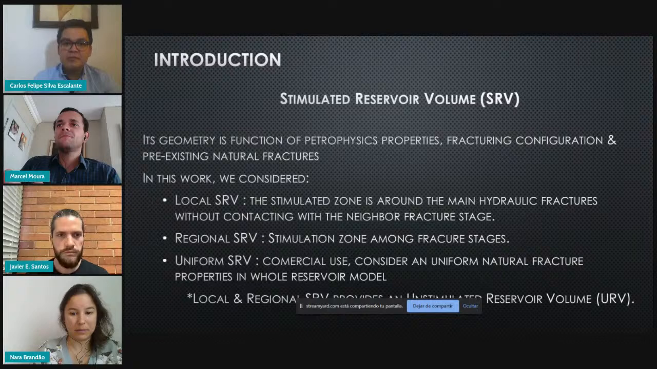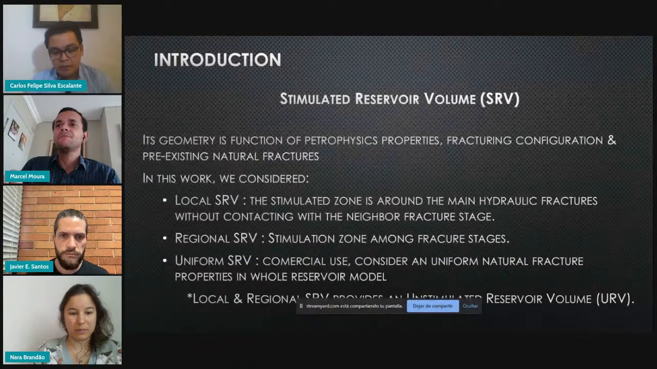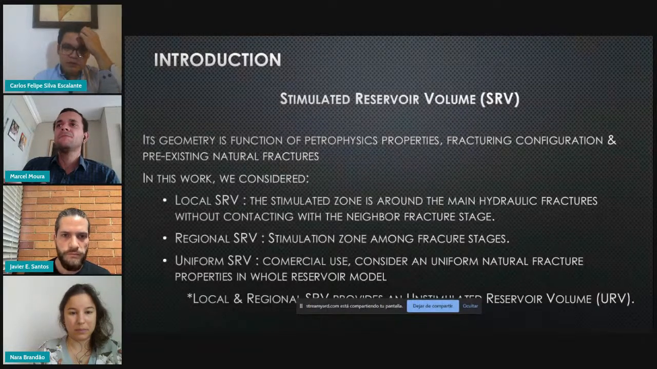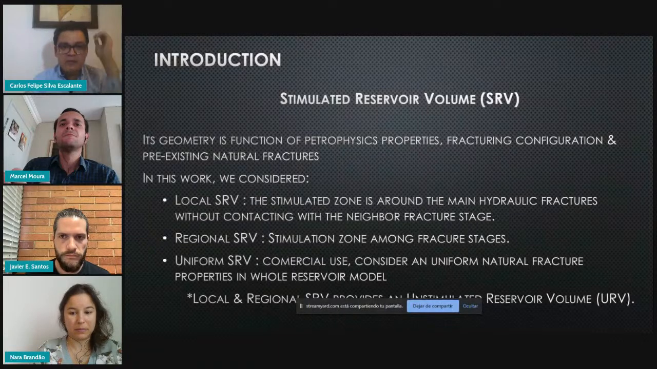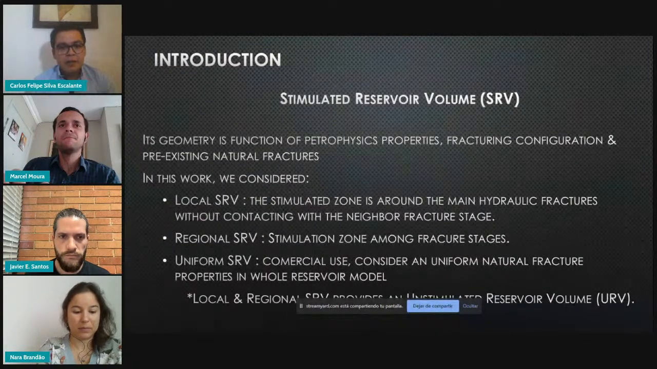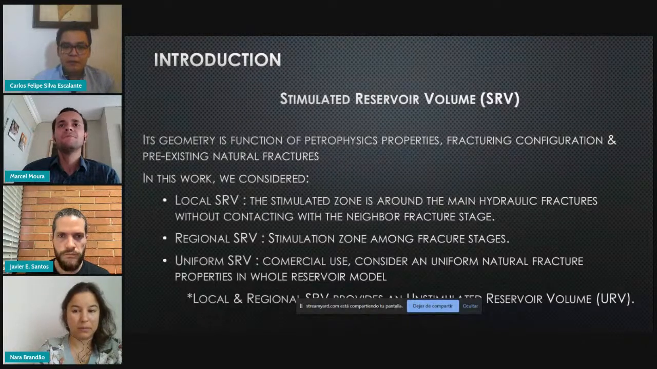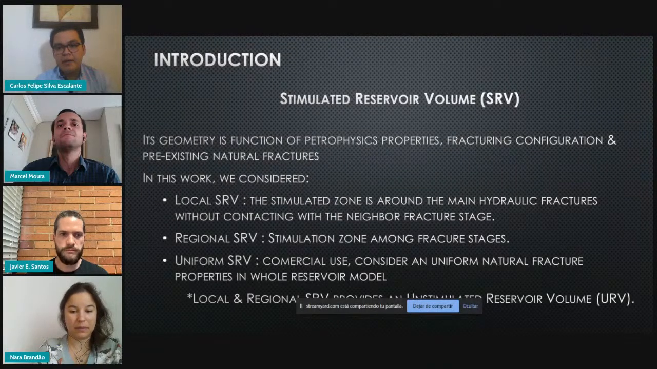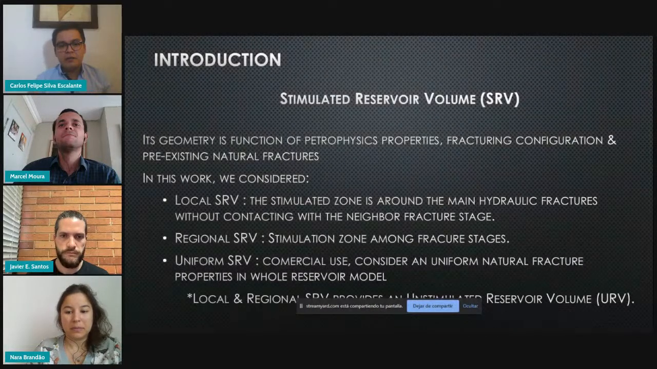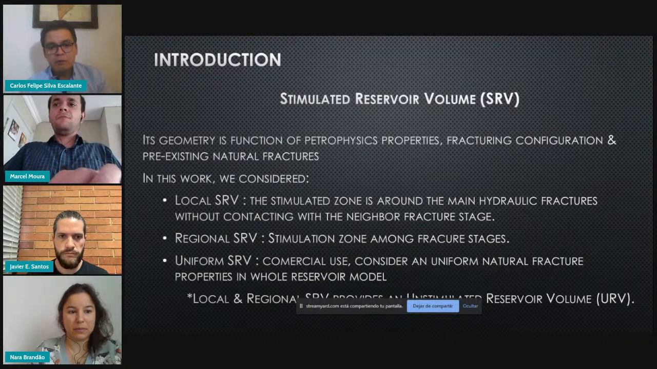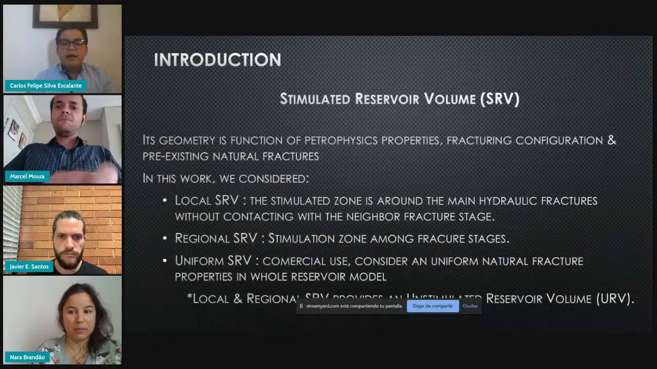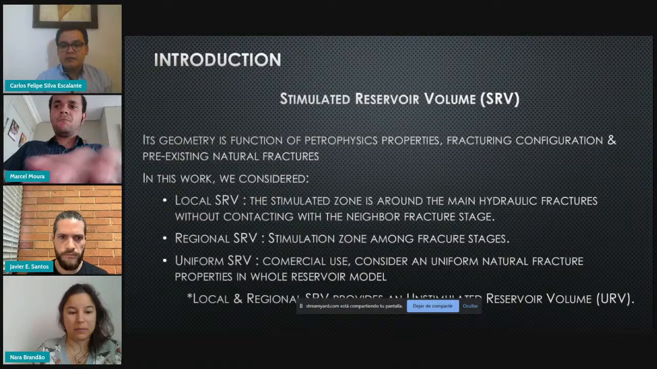Then, as an introduction, the stimulated reservoir volume is an important part of the reservoir study. Its geometry is a function of petrophysical properties, fracturing configuration, and pre-existing natural fractures. In this work we considered three types of SRV: a local SRV, where the stimulated zone surrounds the main hydraulic fractures without contacting the neighbor fracture stage. The second is the regional SRV, with the stimulation zone among the fracture stages completely. And the third, uniform SRV, is the commercial use, and considers uniform natural fracture properties in the whole reservoir model, and there are several areas of opportunity to consider in this case.